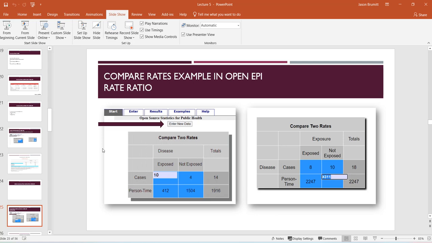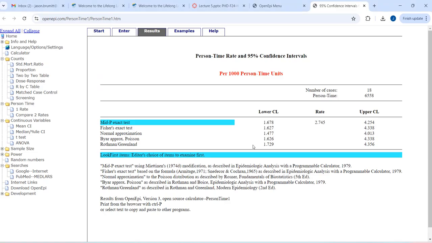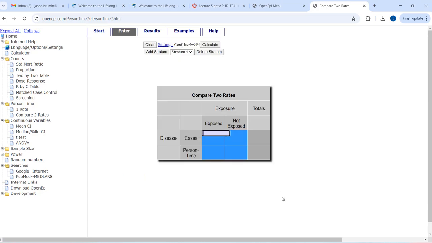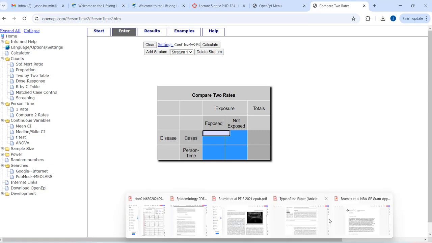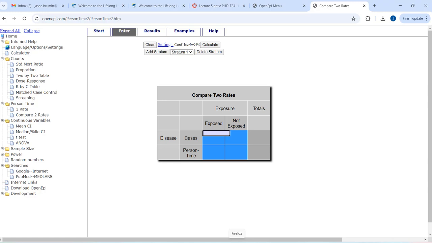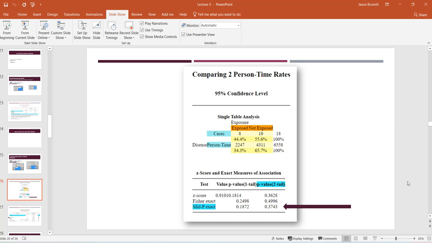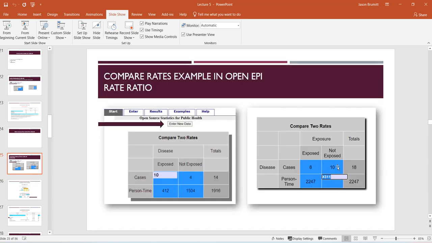And so let me go to compare 2 rates. So come back over here, compare 2 rates. It'll pull up this, and then I want to enter new data. Next, oops, sorry about that. How about if we go with, let me see what the next one here is. Let's go with this 8 and 10, 22, 47, and 43, 11.